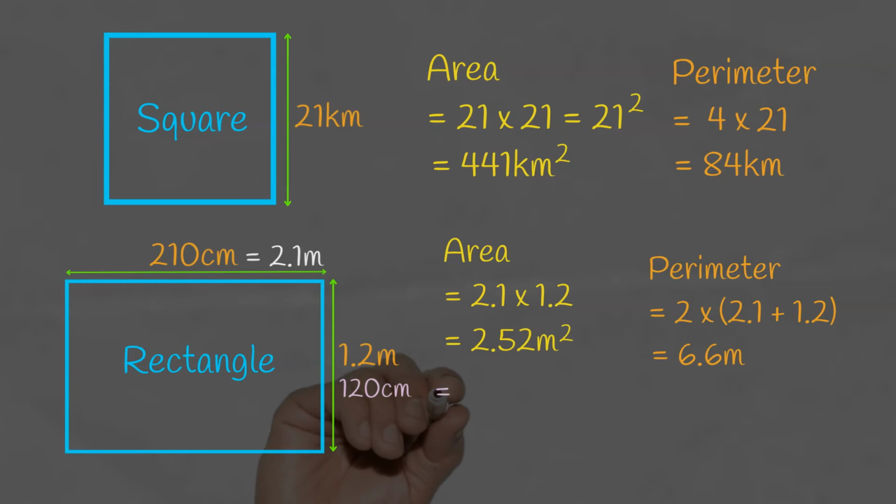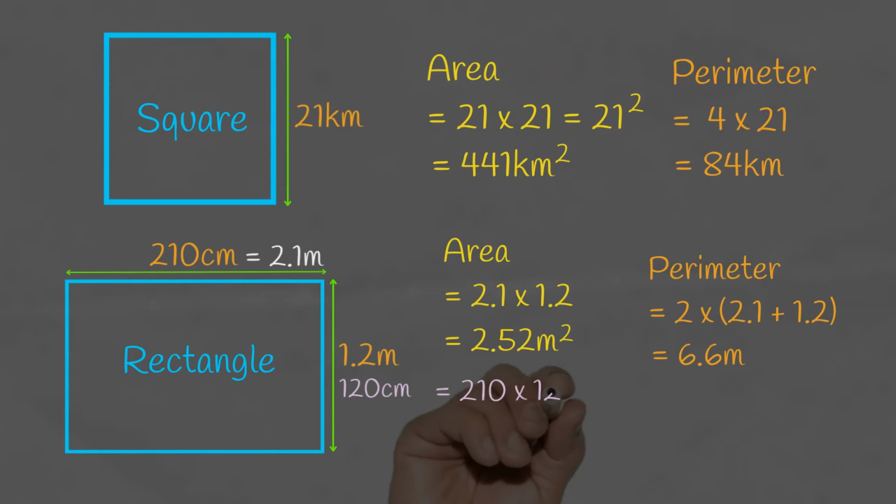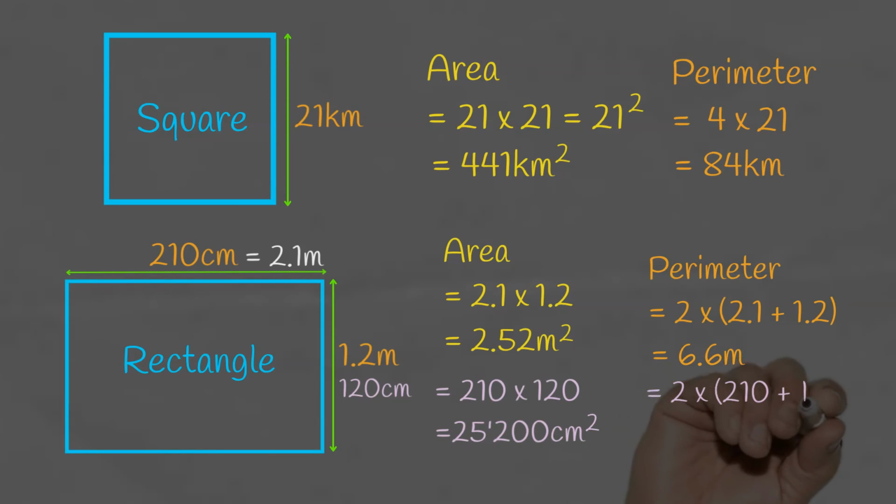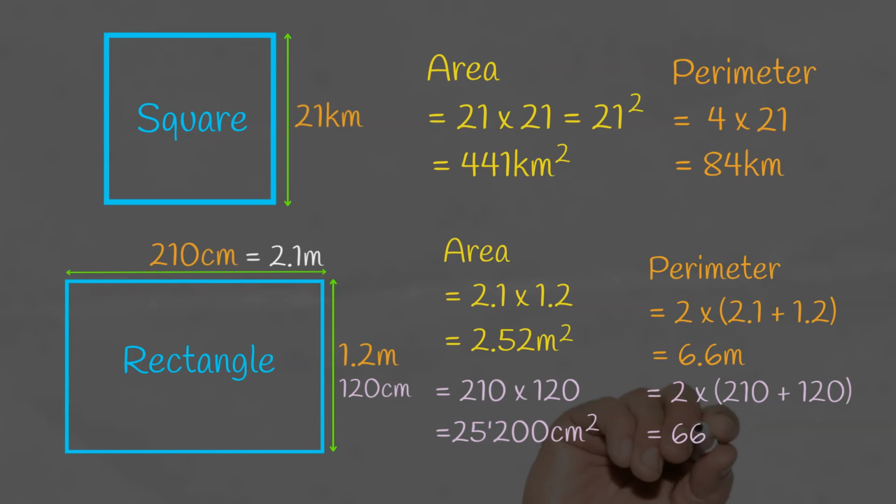And the area becomes 210 times 120, which is 25,200 centimeters squared. And the perimeter becomes 2 times 210 plus 120, so it's 660 centimetres. And to change this answer into metres, we divide by 100 because there are 100 centimetres in a metre. So we then get 6.6, so as you can see, the answer's the same.